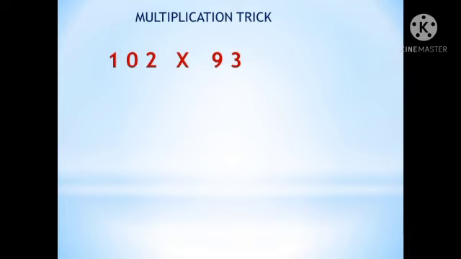Here we are having a question 102 into 93. First, we are supposed to find how much the numbers are greater and less than 100. So the number 102 is 2 greater than 100. So let us write plus 2. And the number 93 is 7 less than 100. So let us write minus 7. Next, let us add 2 with 93 because it is very easy. So if we add 2 with 93, we will get 95. Let us take a note of that.